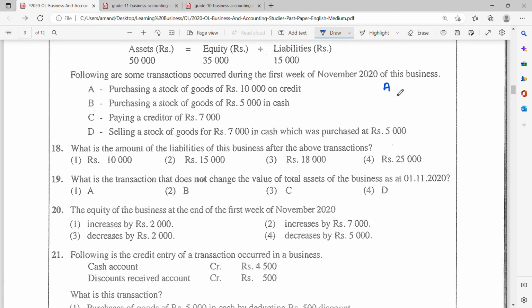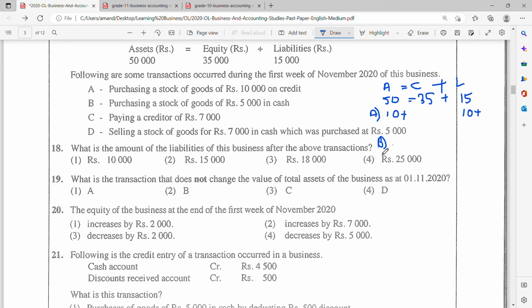We have assets equal capital plus liability. We have an opening of 50, capital 35, liability being 15. So let's enter each transaction separately. In transaction A, you are purchasing a stock of goods for rupees 10,000 on credit. So stocks is increasing, which means assets are increasing, and on the other hand your liability is also increasing because you are buying on credit.